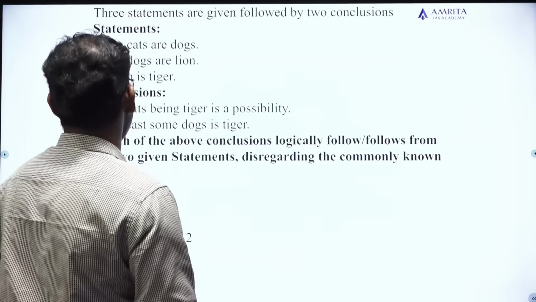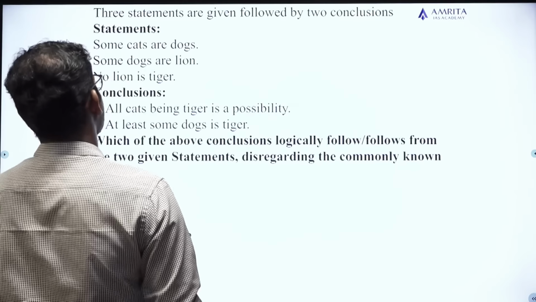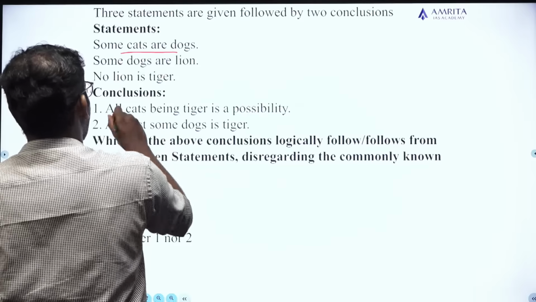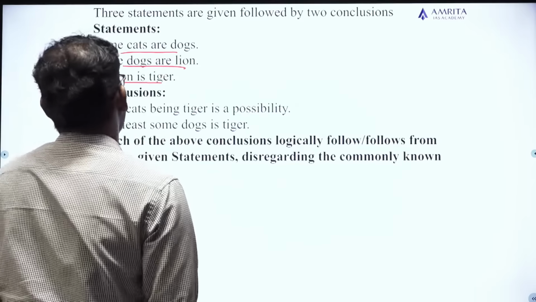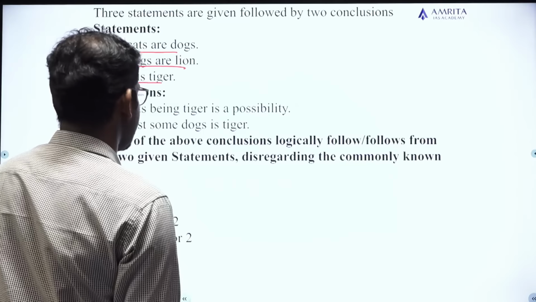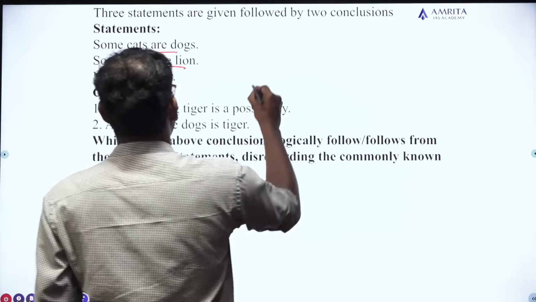Moving to next question. Three statements are given followed by two conclusion statements. Some cats are dogs. Some dogs are lion. No lion is tiger. Conclusion: all cats being tiger is a possibility. At least some dogs is tiger. Okay, let me draw the diagram.